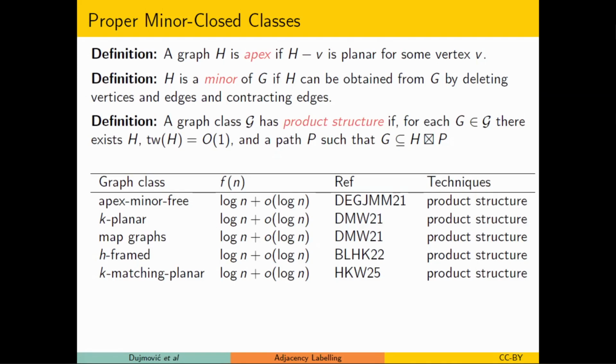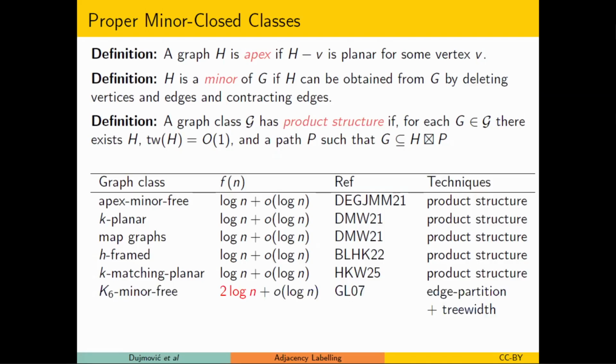And in particular, that implies planar graphs because there is an apex graph, K5, that doesn't appear as a minor in planar graphs. So the planar graphs are just a really special case of this. But there's also a bunch of other classes of graphs which have this product structure: k-planar graphs, map graphs, H-frame graphs, k-matching planar. This is not an exhaustive list, but as soon as you get that these graphs have product structure, you immediately get that they have this log n plus little o of log n bit adjacency labeling schemes.